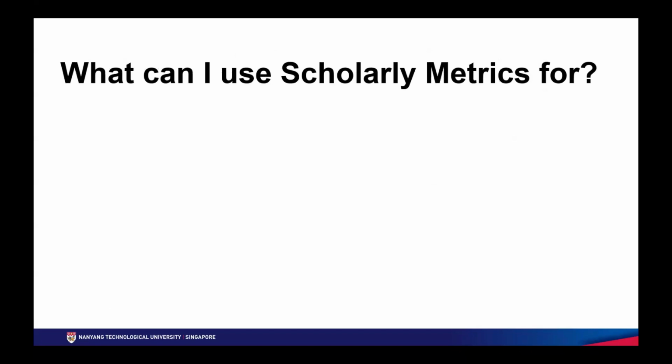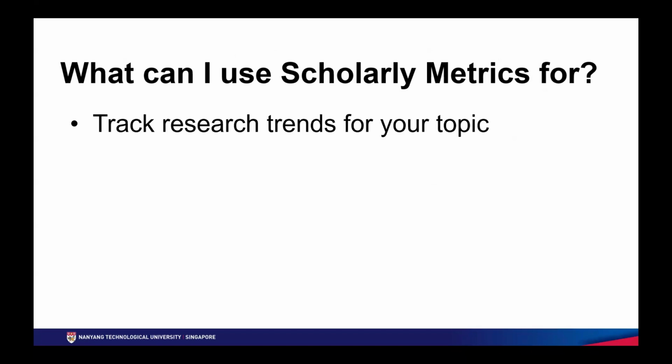So what can you use scholarly metrics for? Scholarly metrics can be used to track research trends for your topic. By looking at the journals with the highest impact factor, that can also give you an idea of what are the existing trends in your research topic. And by looking at the citation numbers for individual papers, it gives you an idea of how a concept has developed over time as well.